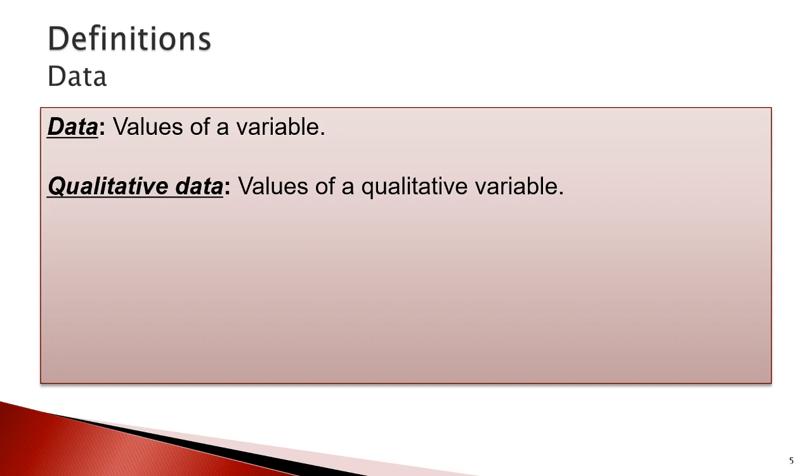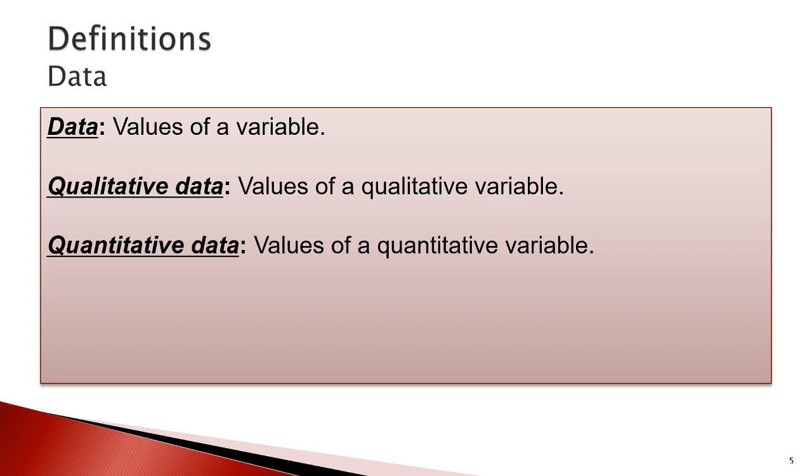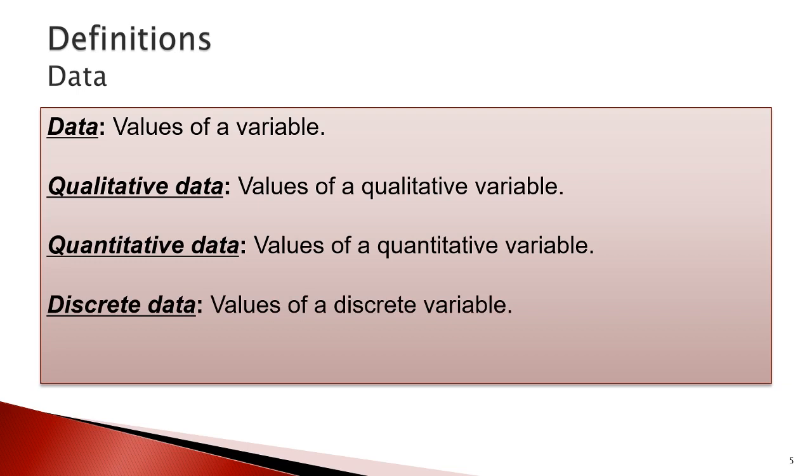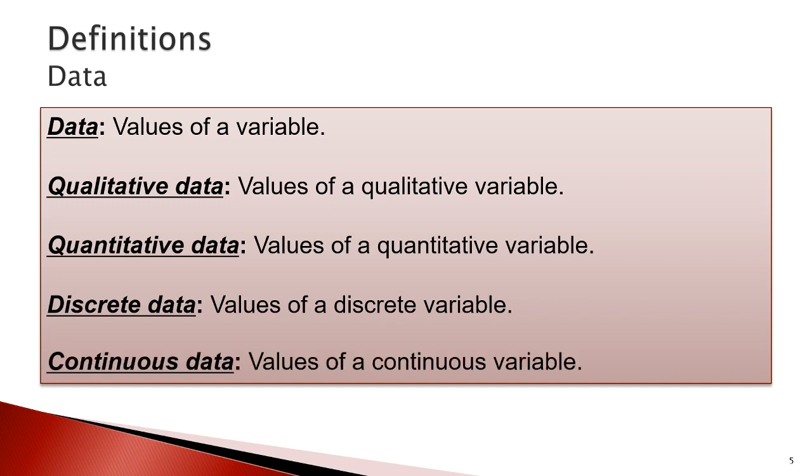For an example, if we get the sex variable of a classroom, then the data that we collected are qualitative data. And the second one is the quantitative data. If we take the height of people in a classroom, those data we can call quantitative data, values of a quantitative variable. And then the discrete data means the values of a discrete variable. And then the continuous data, values of a continuous variable, is called continuous data.